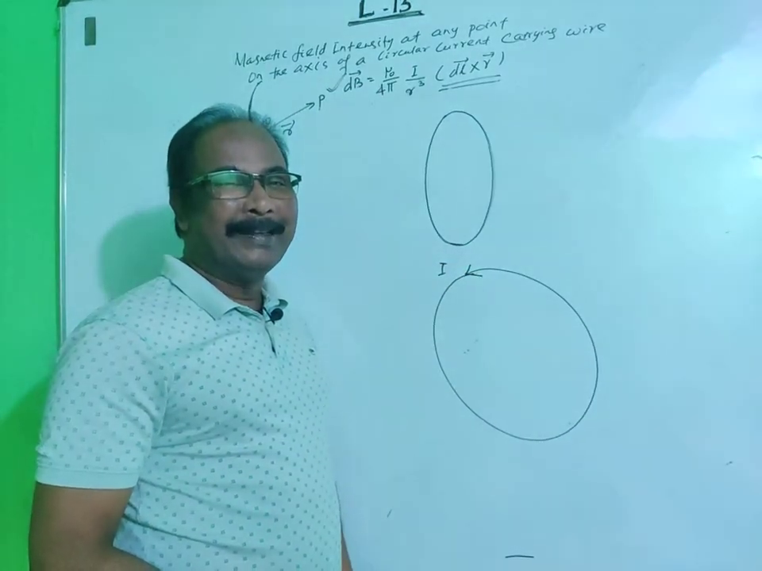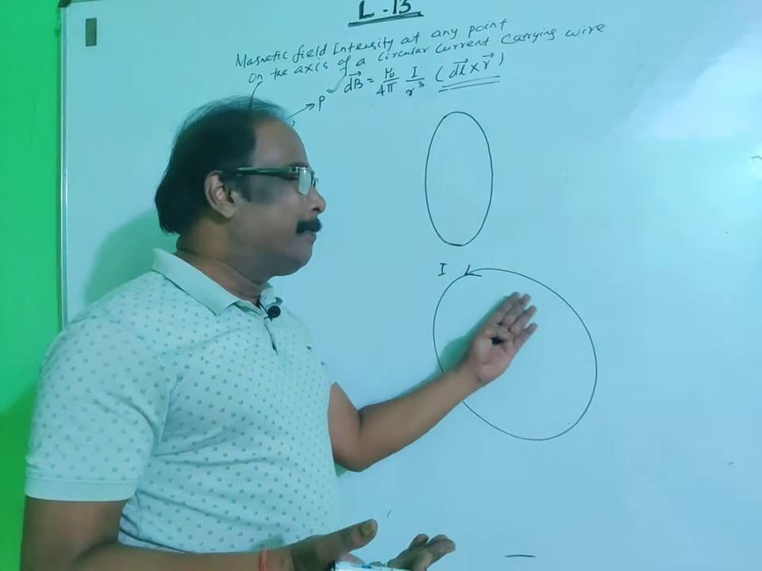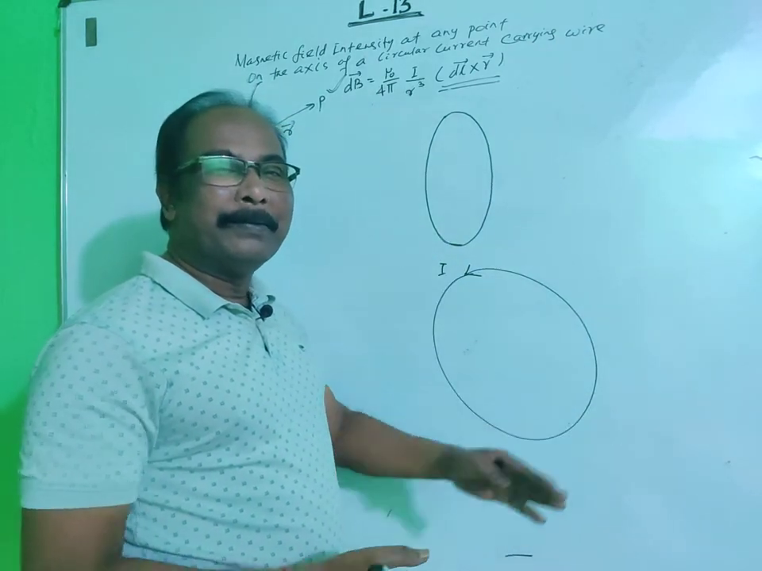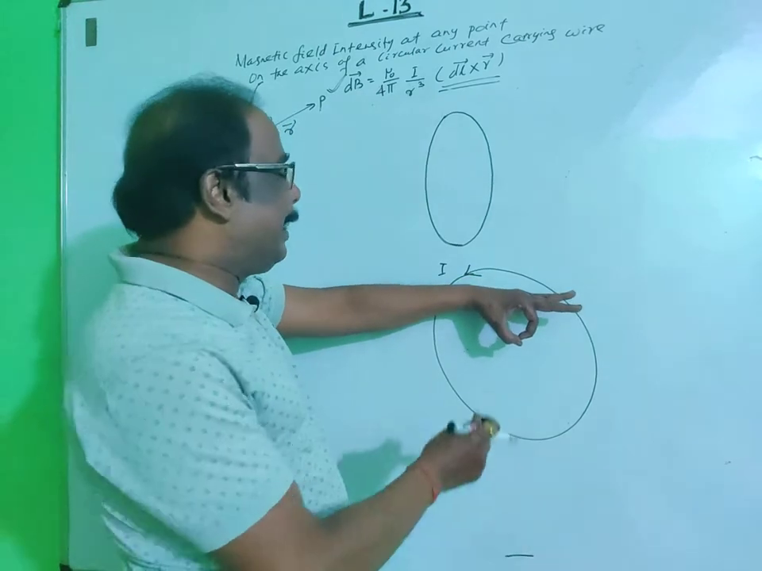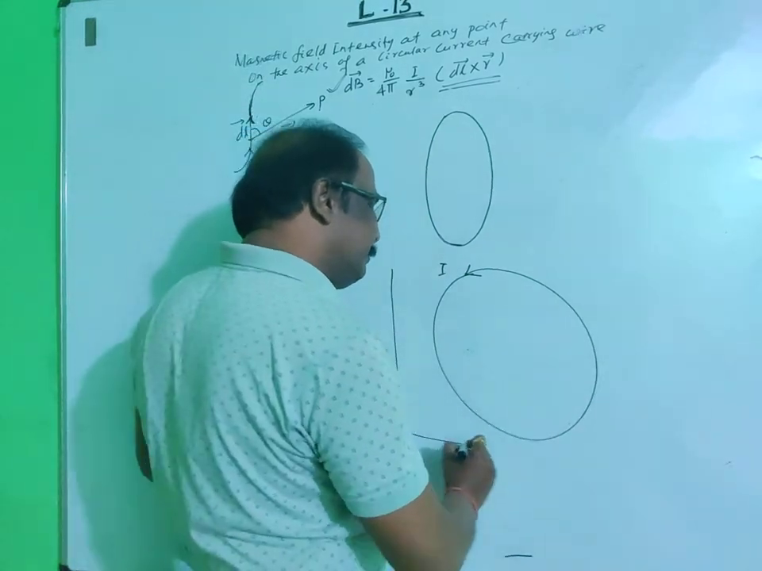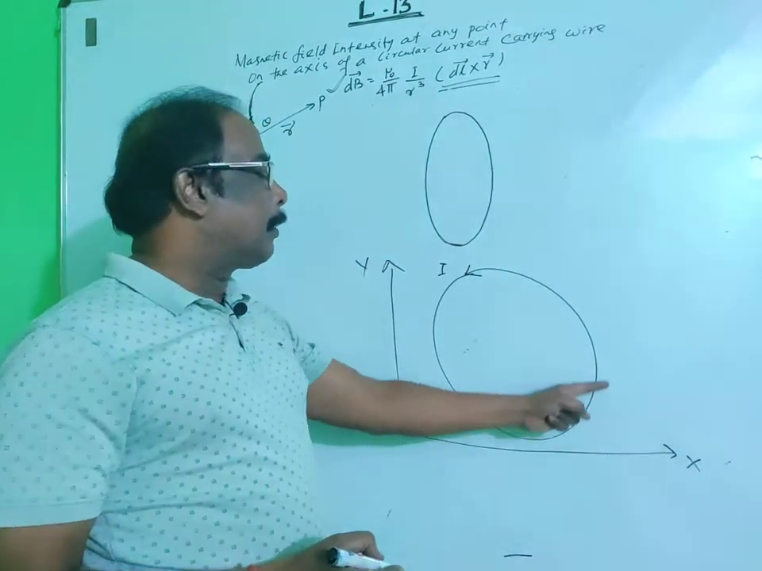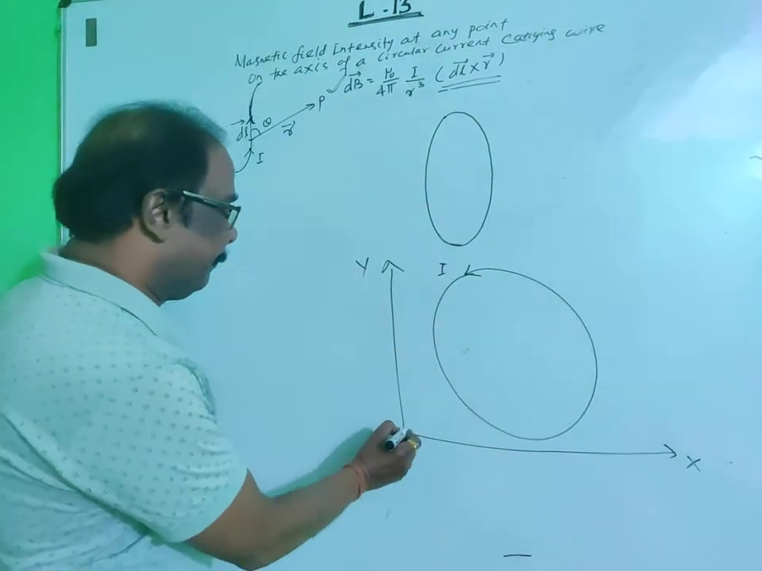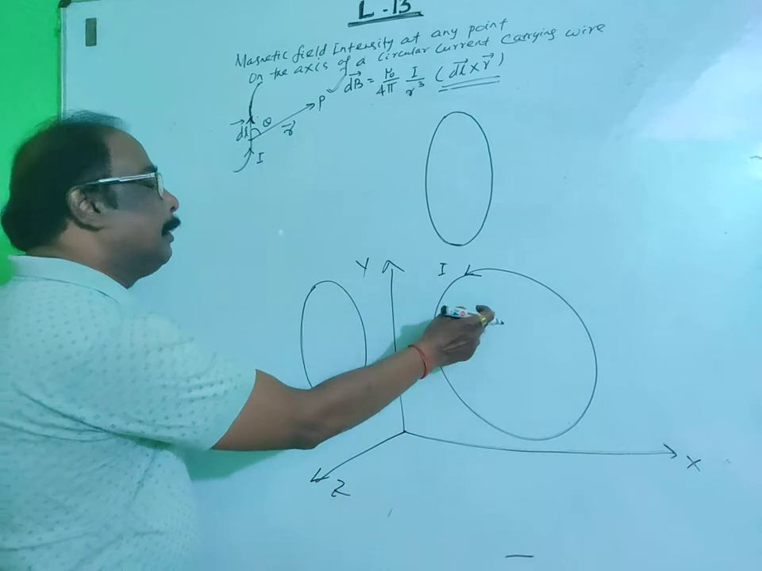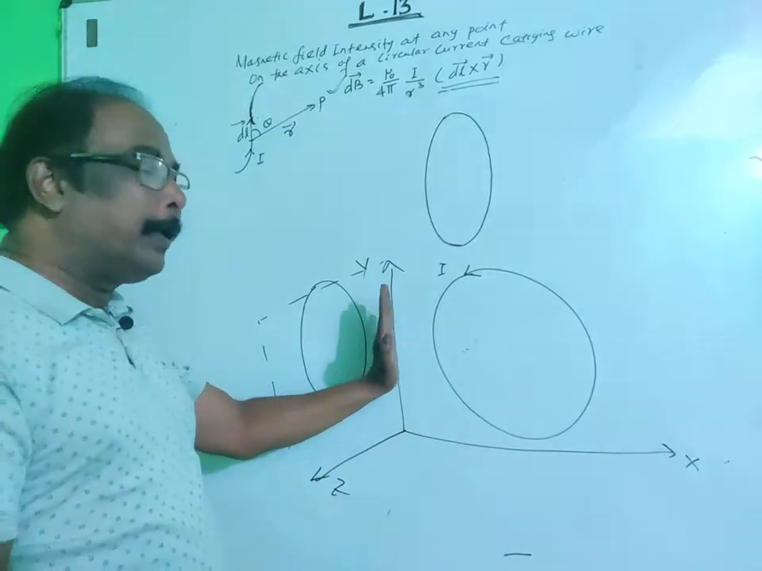Then what do you decide? The plane of the circle. This is the plane of the circular coil. The plane of the circular coil is parallel to the plane of this white board. The circle is like this. The plane of the circular conductor is parallel to this board. If this white board is taken on the XY plane, then the plane of this circular coil is parallel to the XY plane. See, this is the Z axis. If this circle is taken on the YZ plane, this is the YZ plane.